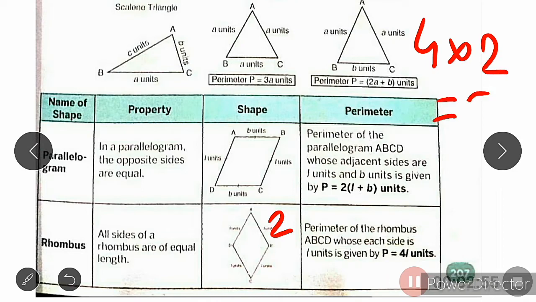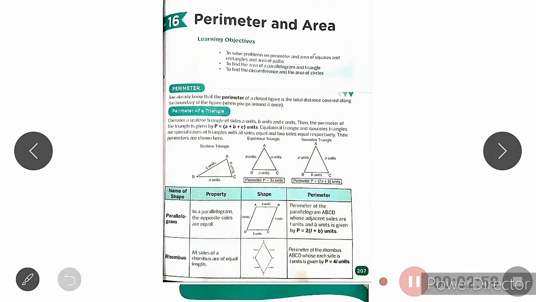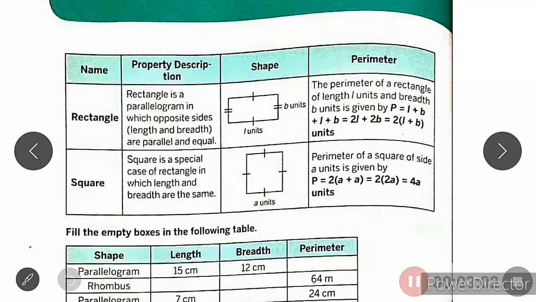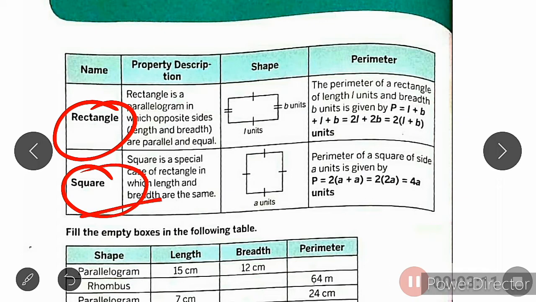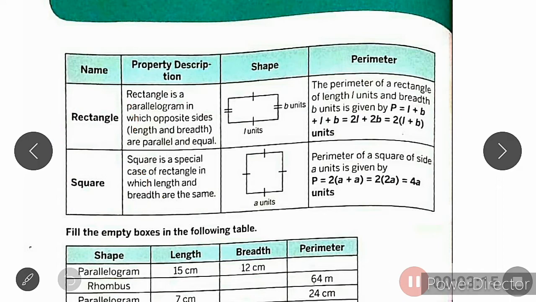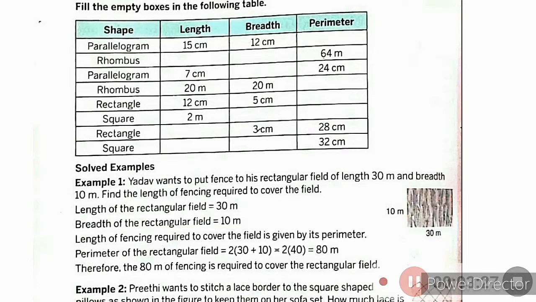Next here we have rectangle and square. Their formulas are the same. The rectangle's formula is the same as the parallelogram and the square's formula is the same as the rhombus. You can see they have the same formulas, 2 into length plus breadth, and 4 into side. Down here you have some questions. We have these empty boxes and you have to fill them. You can try solving these, and if you have solved them, that's very good.